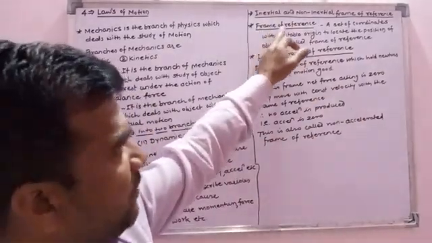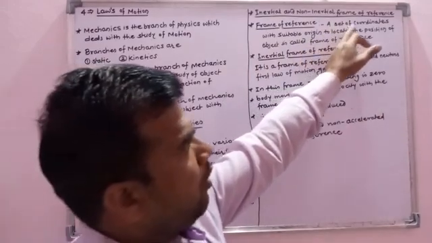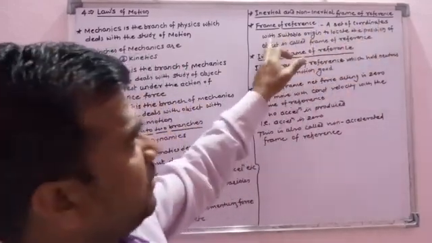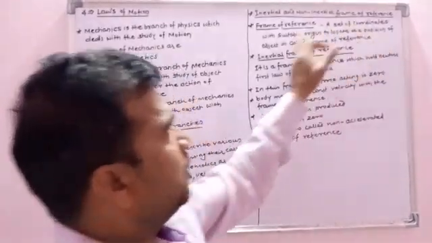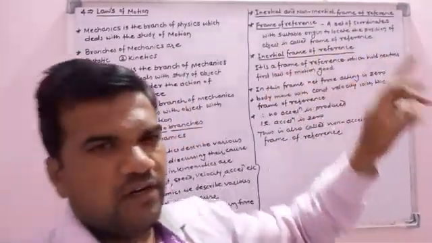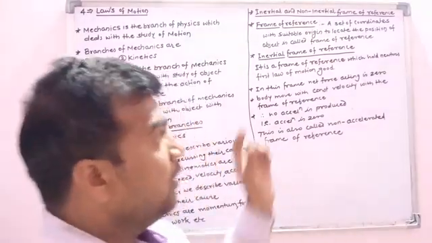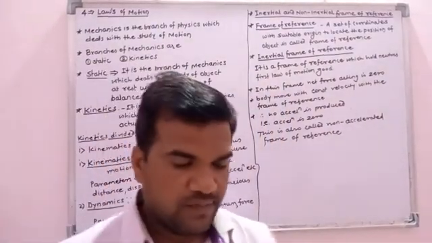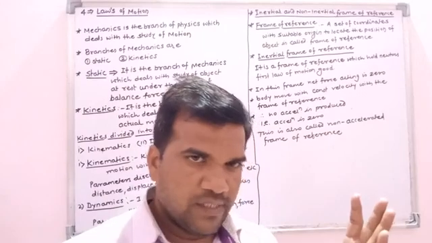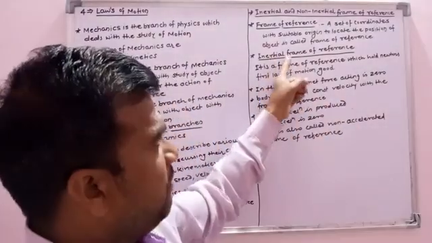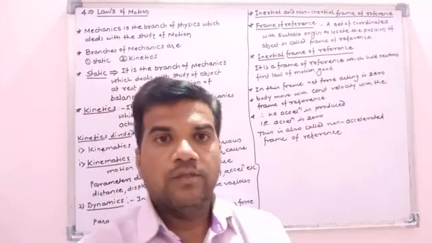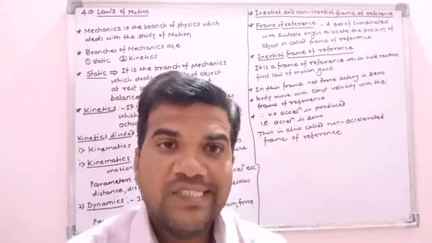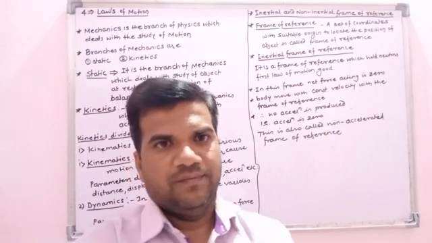So frame of reference is nothing but a set of coordinates with a suitable origin to locate the position of an object. Now there are two types of frames of reference. One is the inertial frame of reference, and the second is the non-inertial frame of reference. So what is an inertial frame of reference?